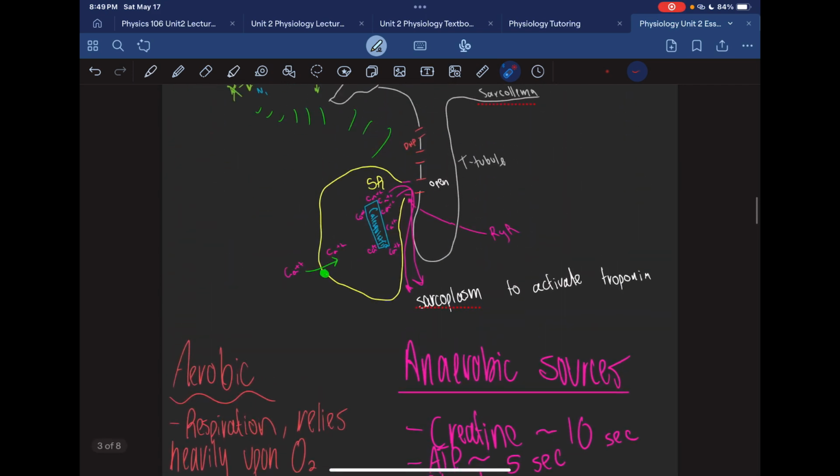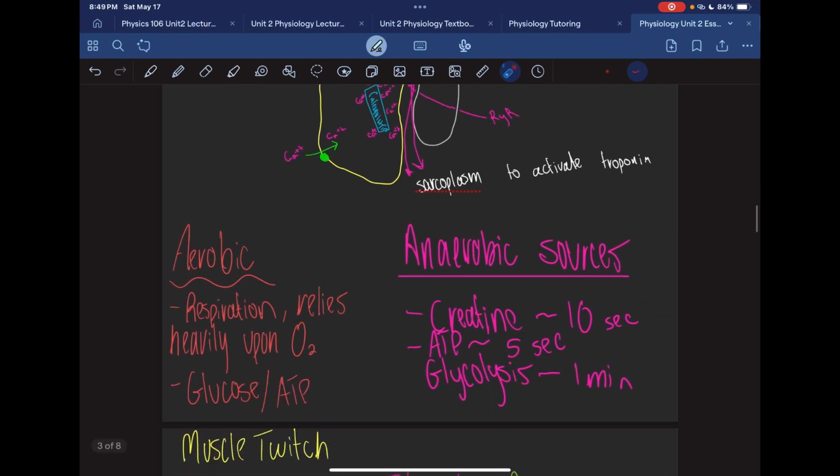My apologies. Let's go back here. This is the SERCA pump here. This is what's going to pump calcium back into the sarcoplasmic reticulum. And this is used from our skeletal muscles. Skeletal muscles use mostly intracellular calcium, which is a bit different from our smooth muscle, which we'll learn a little bit later.